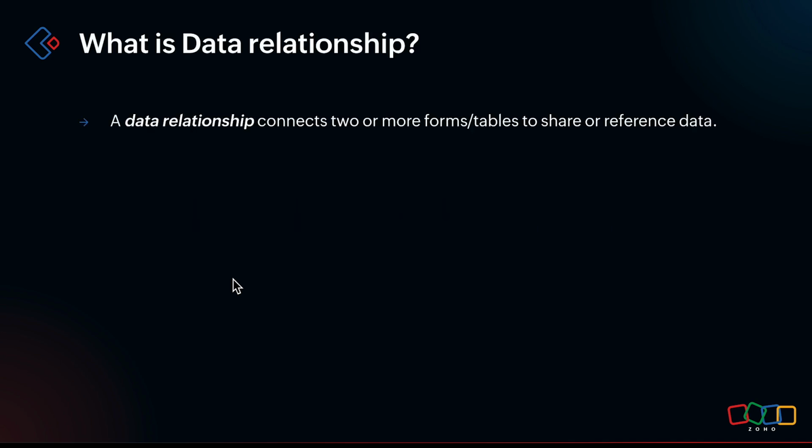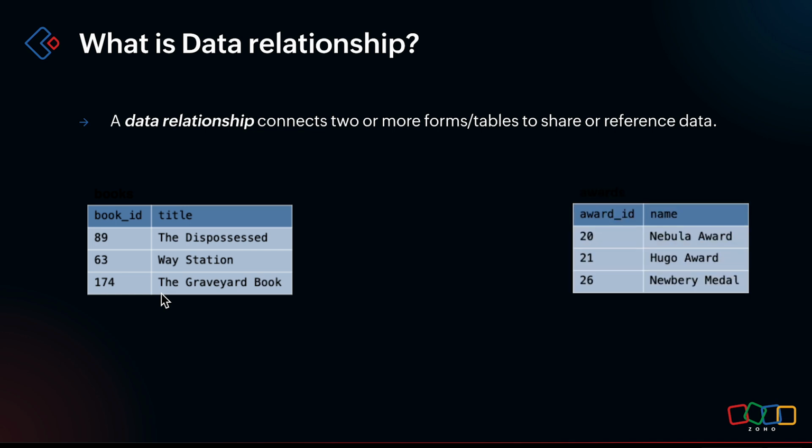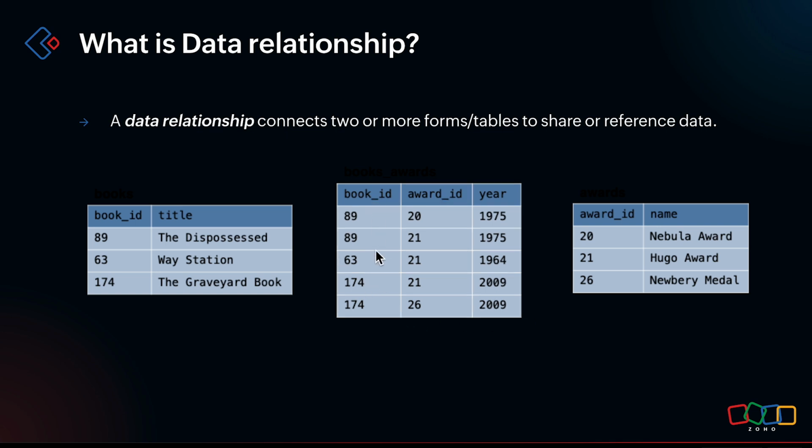So what is data relationship? It is a concept of connecting two or more pieces of data and referencing the data in a single space. To understand this better, let's consider you have a table with book ID and title, where the title of the book and the relevant book ID are available. Let's consider you have another table which consists of the award ID and the respective award names. If you'd like to collate these two together in a single table, you will fetch the book ID from table 1 and the award ID from table 2. And you also have the year in which the award was presented to a particular book.